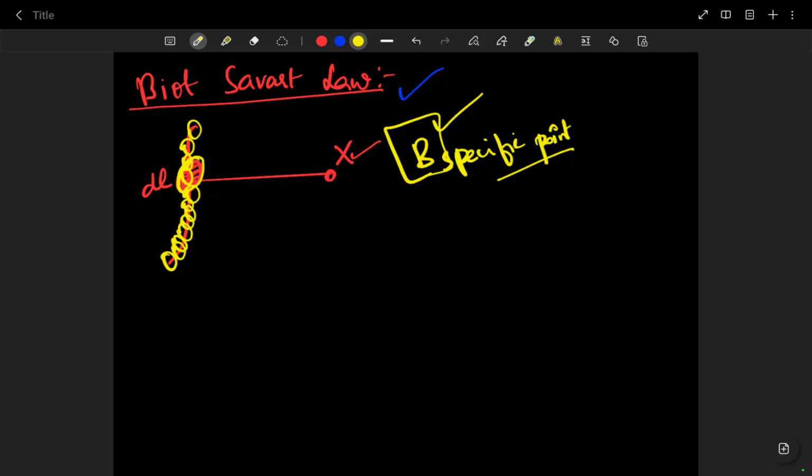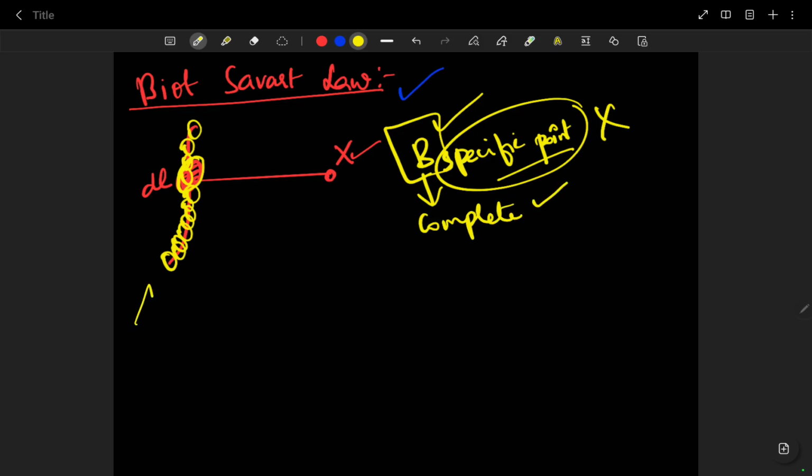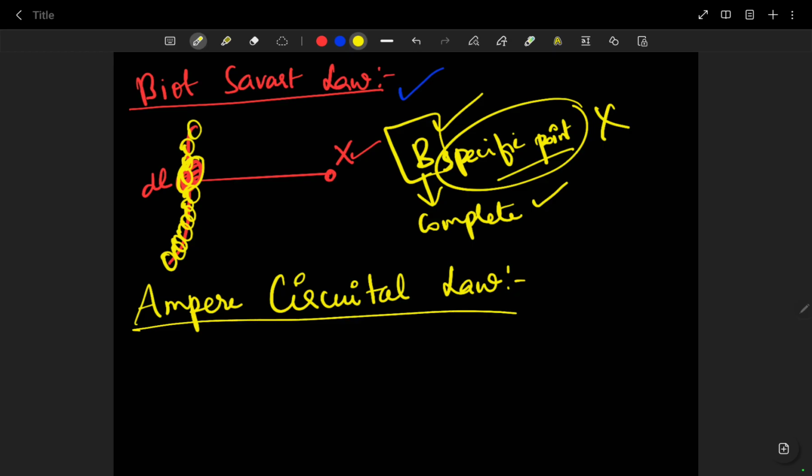So we need some modification, right? And that modification, that means we need a solution to this, as in we need a calculation that helps us to calculate the complete magnetic field. So instead of at specific points, we want a complete magnetic field. So this can be obtained with the help of Ampere circuital law. So this limitation of Biot-Savart law is basically answered with the help of Ampere circuital law.